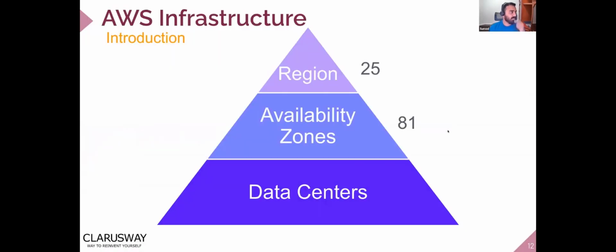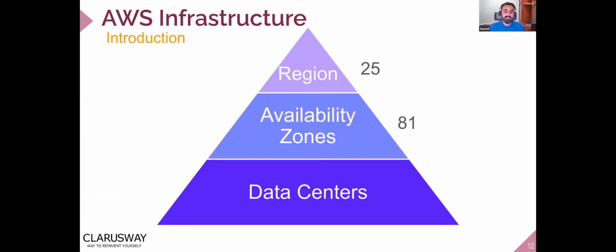The first one is this pyramid showing how the data centers are aligned within Amazon Web Services. On top of this tree structure, it starts with the region, followed by the availability zones, and followed by the availability zones, we have data centers. So what is a region? What is an availability zone?